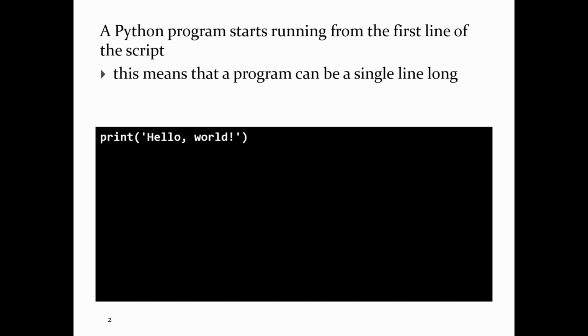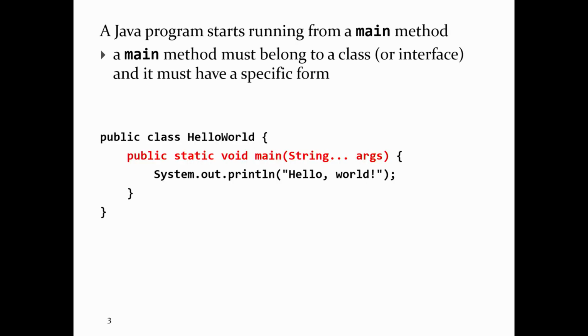And so you should know that a Python program starts running from the first line of the script. So Hello World you can implement in Python just by using a print statement. Okay, so Java is a little bit more complicated, in part because it's an older language. In Java, if you want your program to run, you need to write what's called a main method. And if you want a method, you need what's called a class.